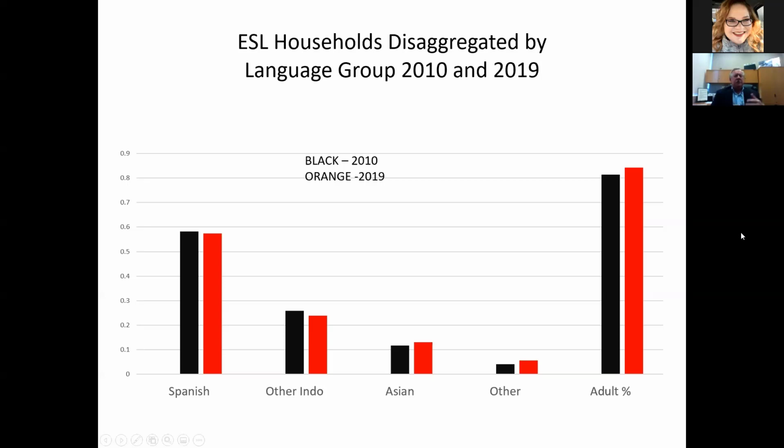But as you can see, the percentage of households that speak Spanish has remained relatively constant at about 60%. Other Indo-European languages have lost about 1 percentage point. That has basically been picked up by Asians, which have gained 1 to 2 percentage points, and other, which has also basically doubled with respect to its percentage of the households in Illinois. And as you can see on the far right, the percentage of adults living in these ESL households has increased another 1 to 2% over the decade.